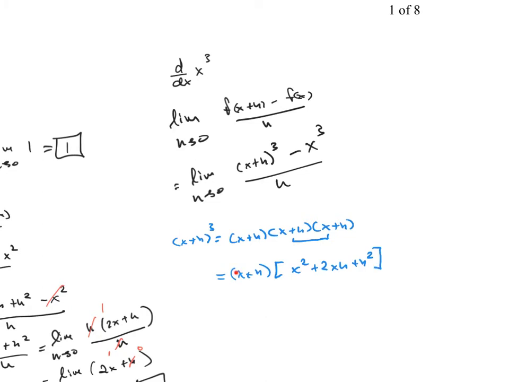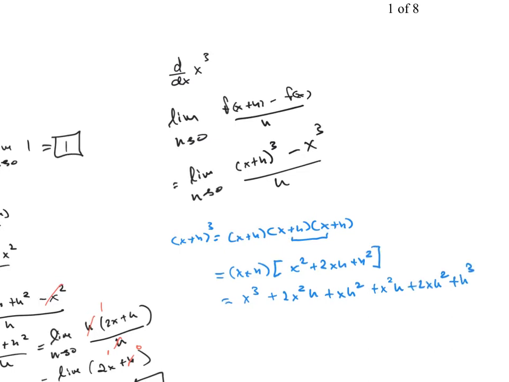Now what I'm going to do is I'm going to distribute this x plus h into those terms. So I'm going to multiply x times everything, and then I'm going to multiply h times everything. So let's do that now. I would have x times x squared is x cubed. X times 2xh would be plus 2x squared h. And then x times h squared would be plus xh squared. Now I'm going to distribute the h through to each one of those terms. h times x squared would be plus x squared h. h times 2xh would be plus 2xh squared. And h times h squared would be h cubed. So that's what it looks like when I FOIL it out.